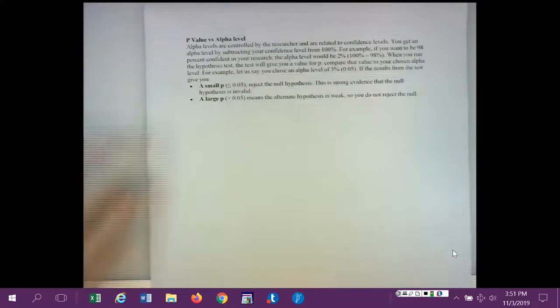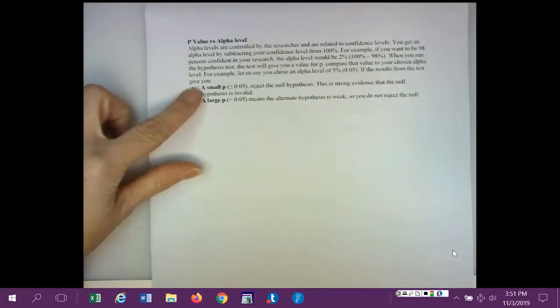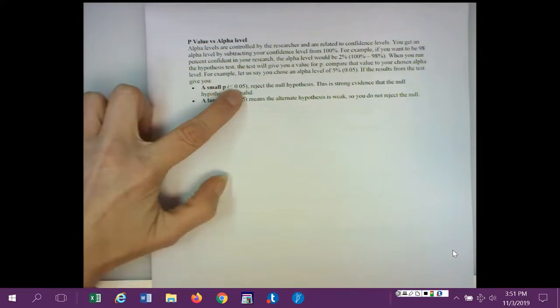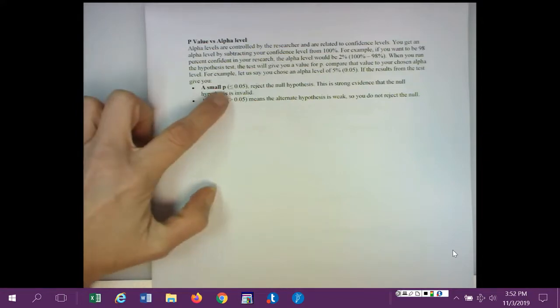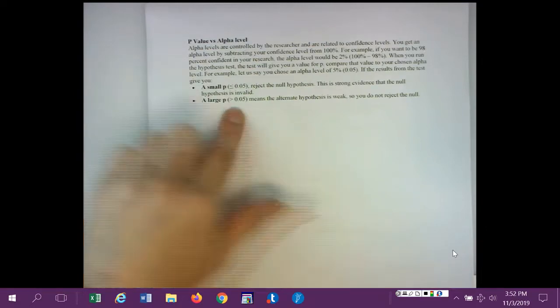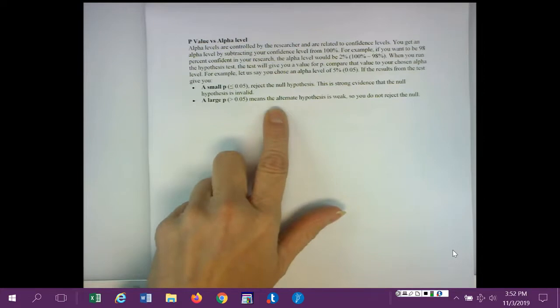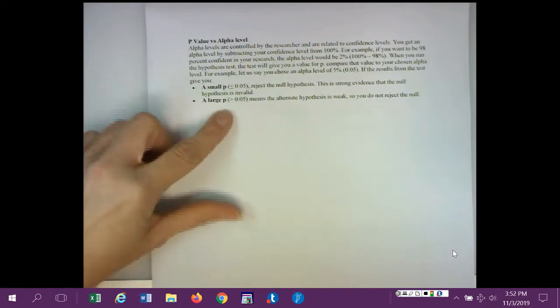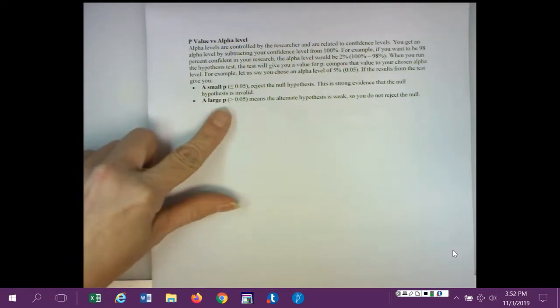It goes on to the next page and it states a small p-value, less than 5%, usually you would reject the null. And the reason is that your alpha that you're using to test your claim is probably going to be larger than that p-value if it's that small. So if alpha is larger than the p-value, reject the null. If you have a large p-value, larger than 5%, it's probably going to mean that the alternative hypothesis is weak, so you do not reject the null. That means that alpha is going to be smaller than the p-value because your p-value is so large that you are not going to reject the null.